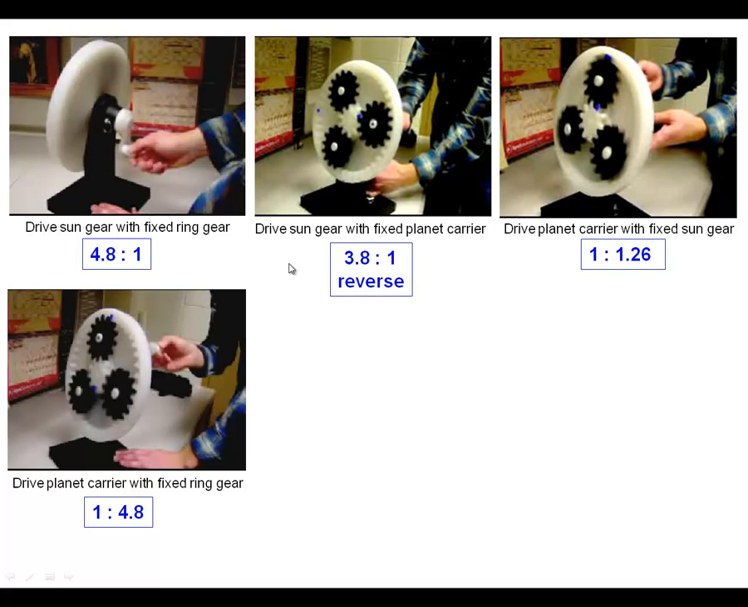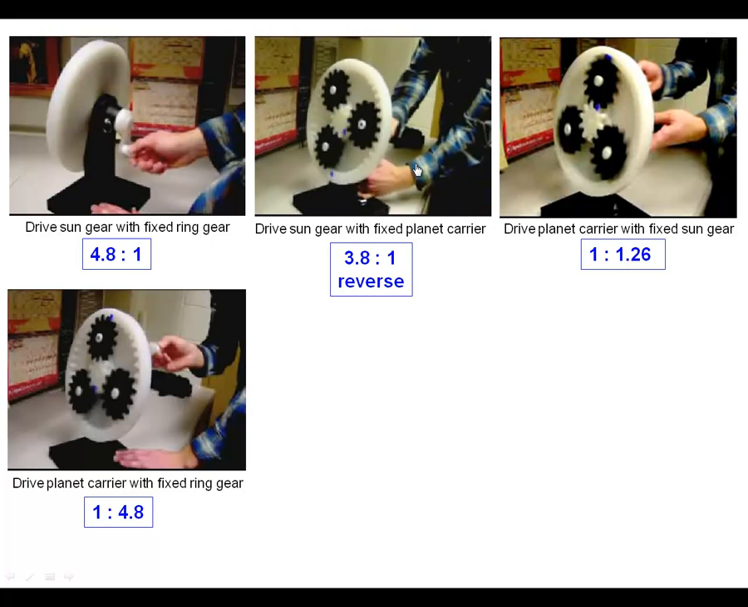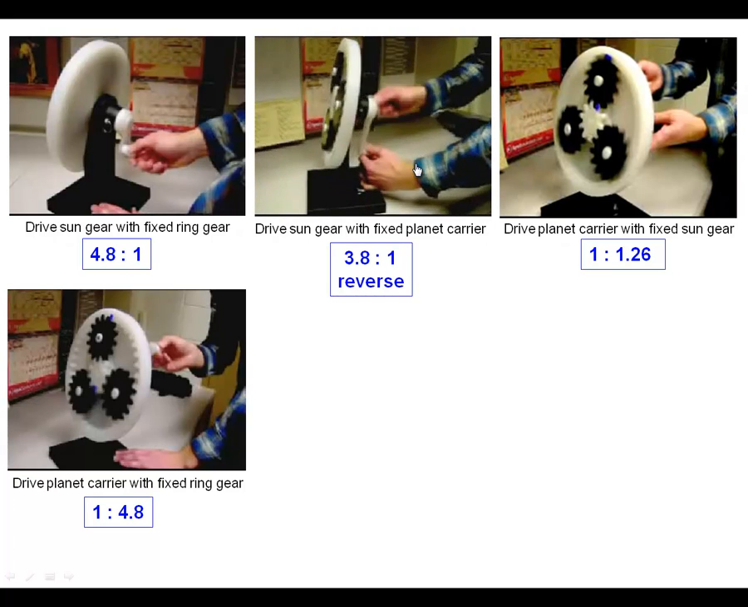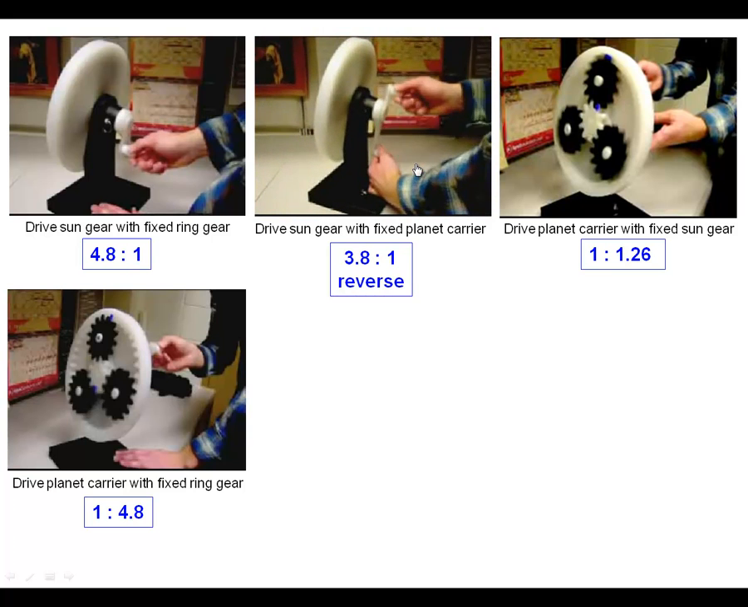What if we were to drive the sun gear, but now we're going to fix the planet carrier and see what would happen to the ring gear if we let the ring gear rotate? That would give us a 3.8 to 1 ratio, and it would give us a reverse transmission. Notice he's spinning the sun gear counterclockwise, but the ring gear is turning clockwise. And we have a gear reduction of 3.8 to 1, and that's a reverse transmission. If we hold that planet carrier fixed and drive the sun gear, 3.8 rotations would result in 1 rotation of the ring gear in the opposite direction.